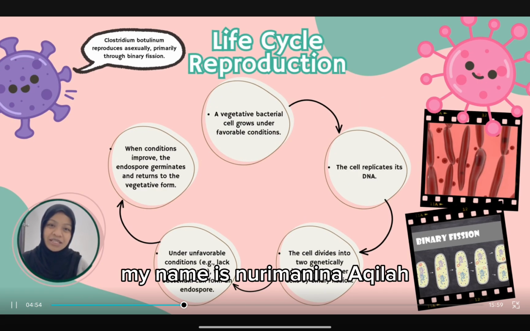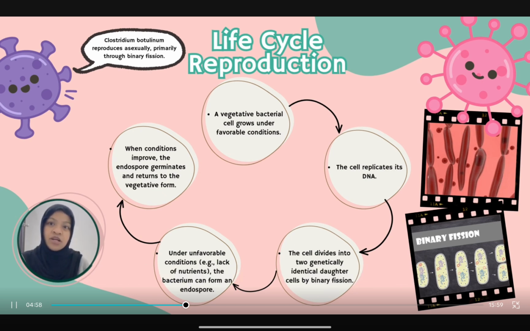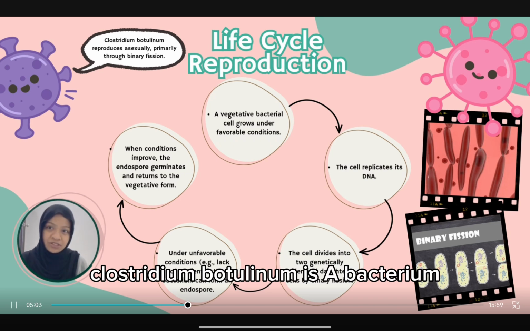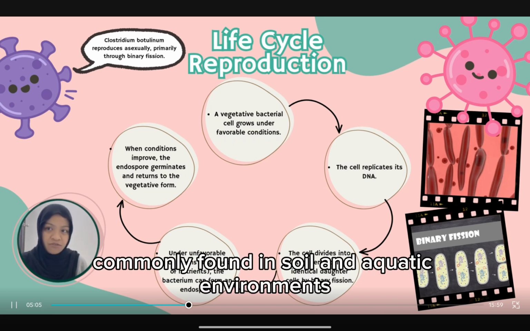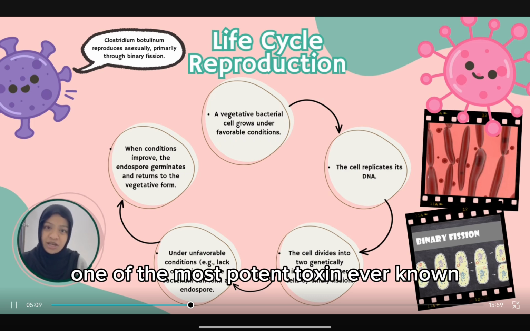Hi, my name is Nariman Akila, and today I will be explaining briefly about the life cycle and reproduction of Clostridium botulinum. What is Clostridium botulinum? Clostridium botulinum is a bacterium commonly found in soil and aquatic environments. It is well known for producing botulinum toxin, one of the most potent toxins ever known.